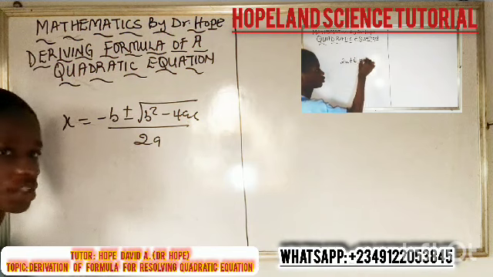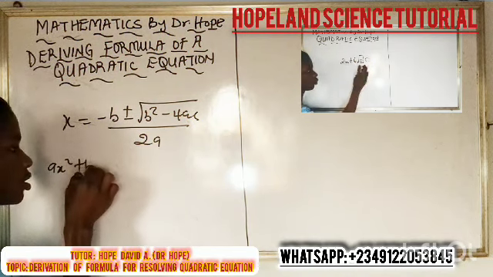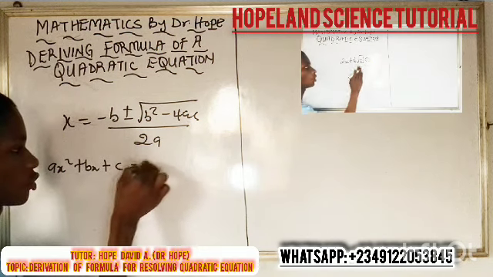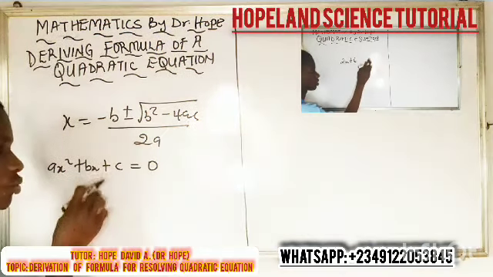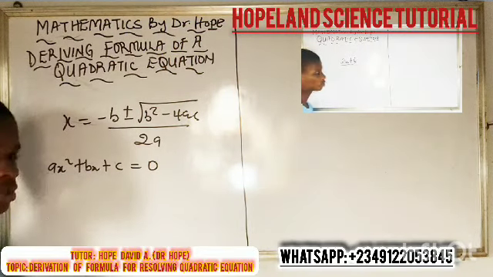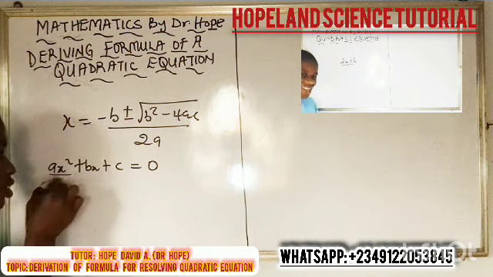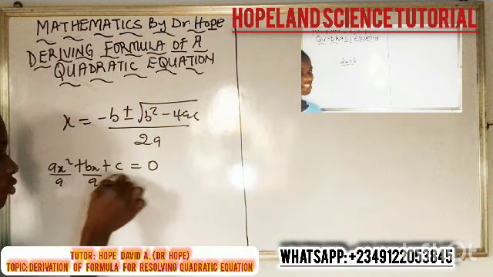So remember the general format of a quadratic equation: ax squared plus bx plus c equals 0, isn't it? So now this is what we are going to use to derive this formula. So now what does the completing square method say? The first step we are going to take is divide both sides by what? Divide through by a. True or false?